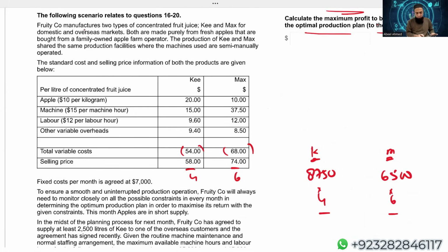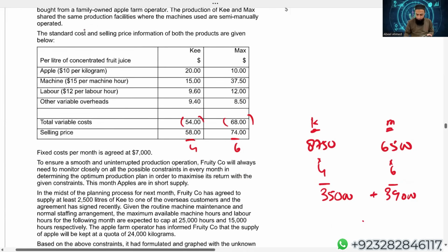That will give us the maximum contribution, which is again not the answer. We have to calculate maximum profit. 8,750 multiplied by 4, I'm getting 35,000. 6,500 multiplied by 6, I'm getting 39,000. So the total contribution, students, is 74,000. Okay.